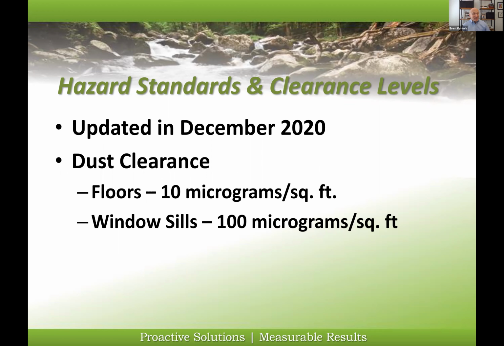And this was a pretty significant reduction. I didn't put the prior ones up there because I didn't want to cause confusion around the slides, but I'll share it with you verbally. Prior to December 2020, the dust clearance level for floors was 40 micrograms per square foot and 250 micrograms for windowsills. So these are pretty significant reductions, all aimed at reducing the incidence of lead poisoning, especially in children.